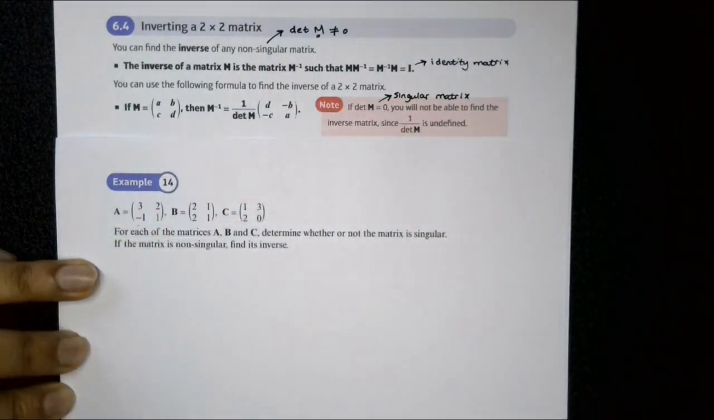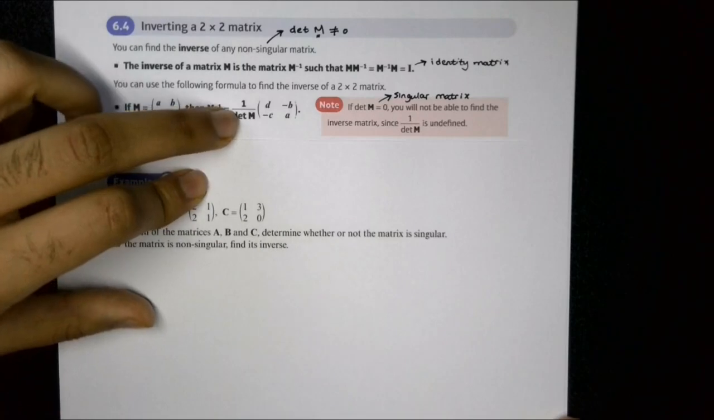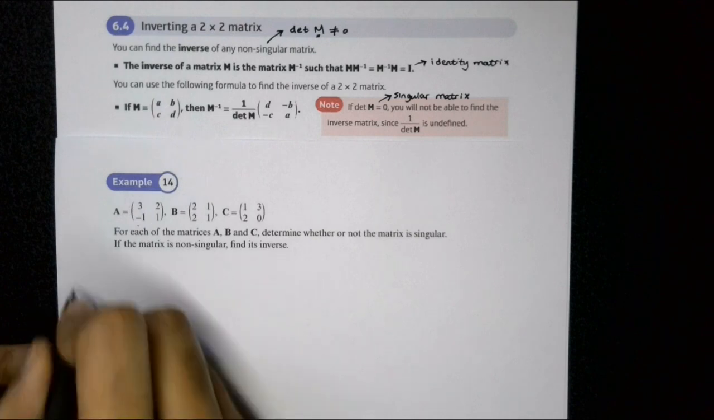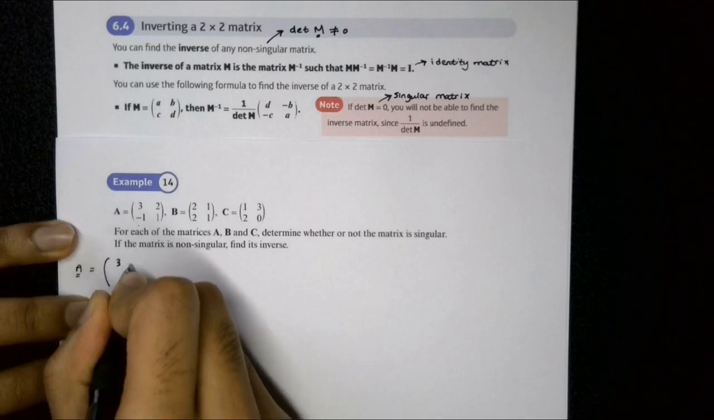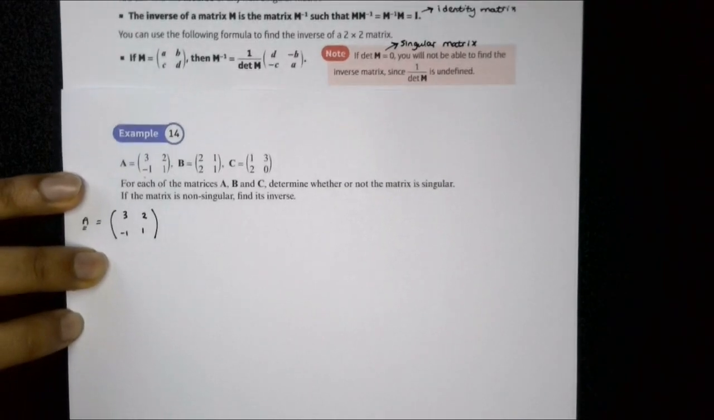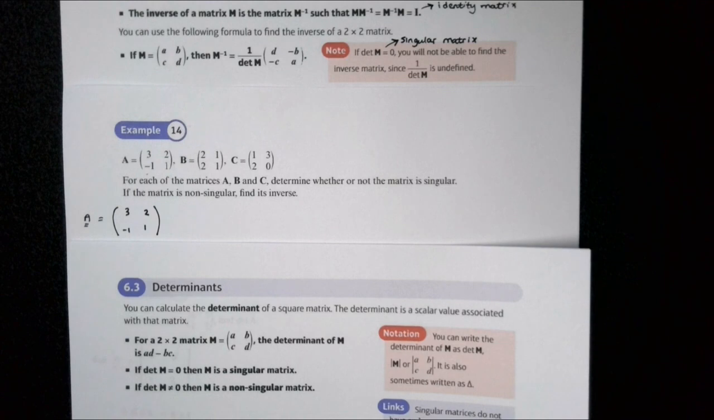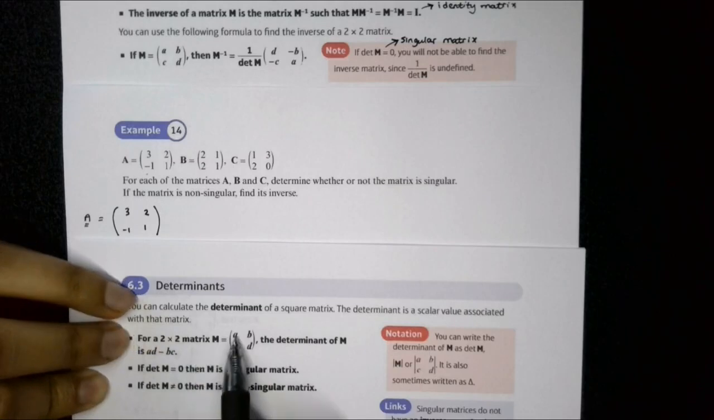So if we consider finding the determinant of matrix A, using this formula, we first of all have to find the determinant of A. So we begin with matrix A, which is equal to 3, 2, -1, 1. Then we need to find the determinant of that matrix. For a 2x2 matrix, you'll recall to find the determinant, we do a times d minus b times c.